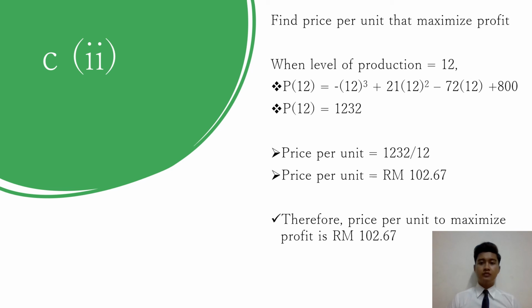And for the second question, find the price per unit that will maximize profit. So when the level of production equals 12, plug 12 into the profit function, and we will get 1232. So price per unit equals 1232 over 12. We get a price per unit of 102 ringgit and 67 cents. Therefore, the price per unit to maximize profit is RM 102.67.